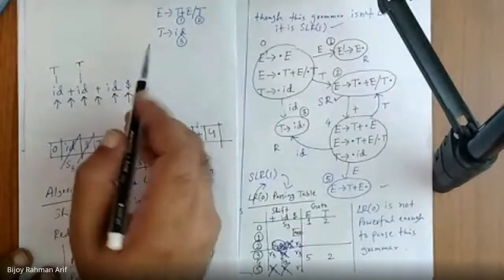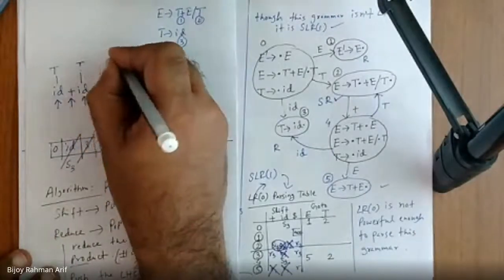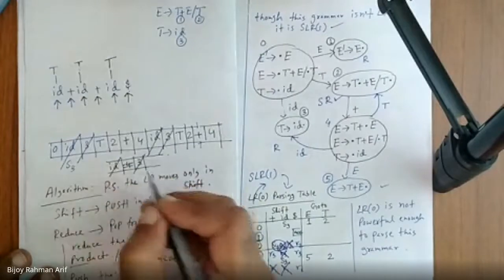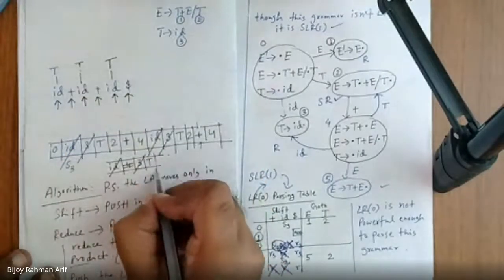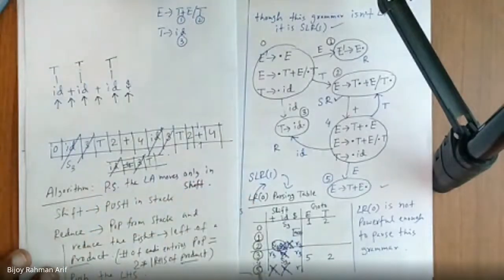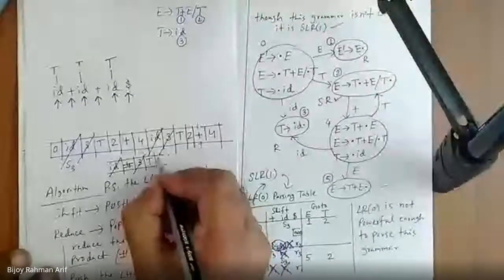ID is going to be T. So this ID is going to be T. So how many am I going to pop? I'm going to pop 2 and I'm going to push T. And what would be the new state? Going back, 4. 4 saying T, it is nothing but 2.